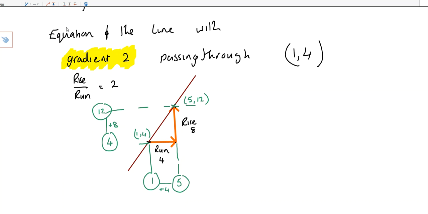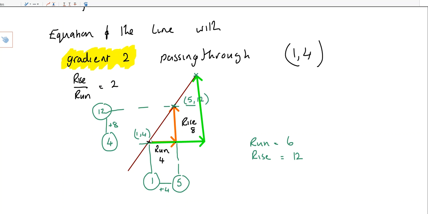Right? If I were to go further, for instance, and this time I did a run of, okay, so I have another point that lies on the line. Let's say I had a run of, I'm going to say 6. What would my rise be? 12. Okay, so where would that put the next coordinate?